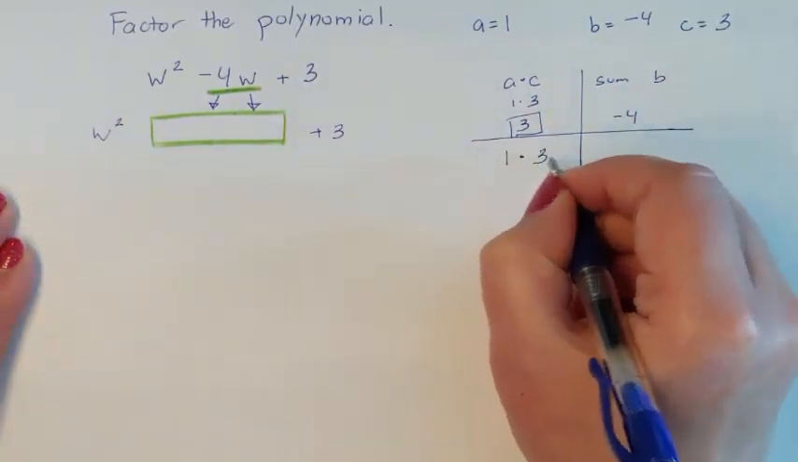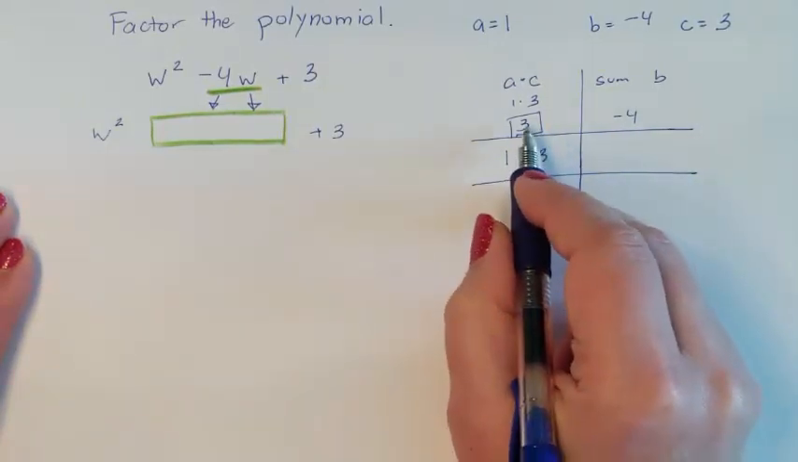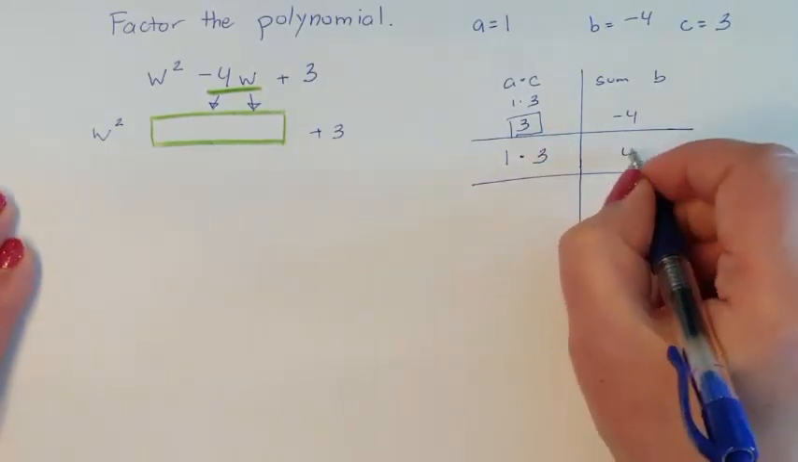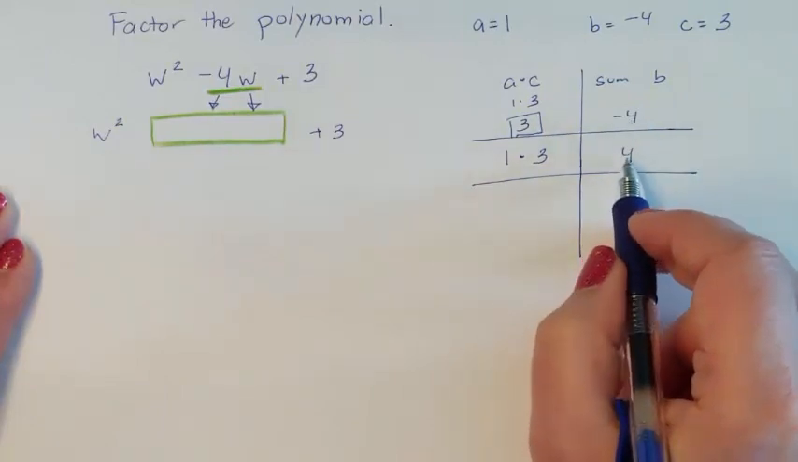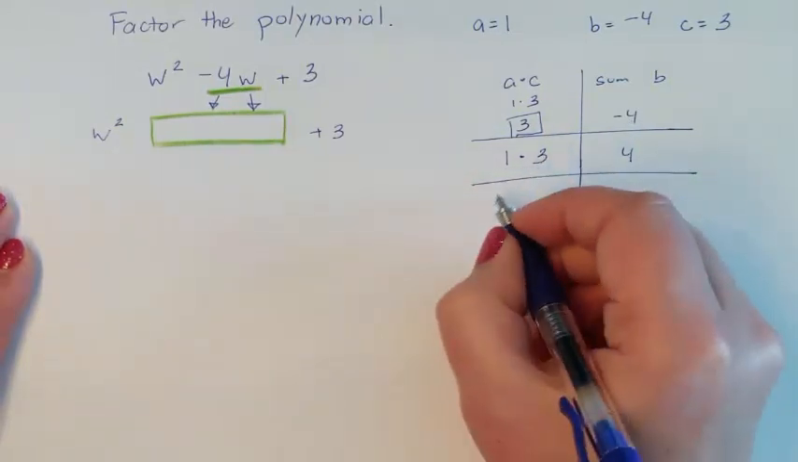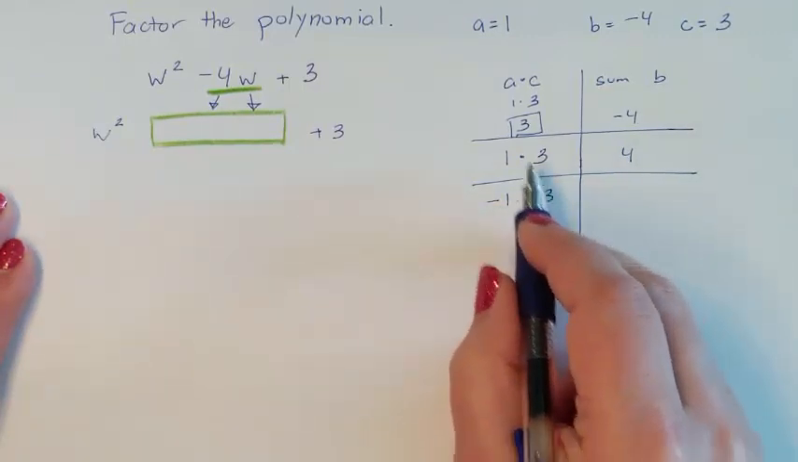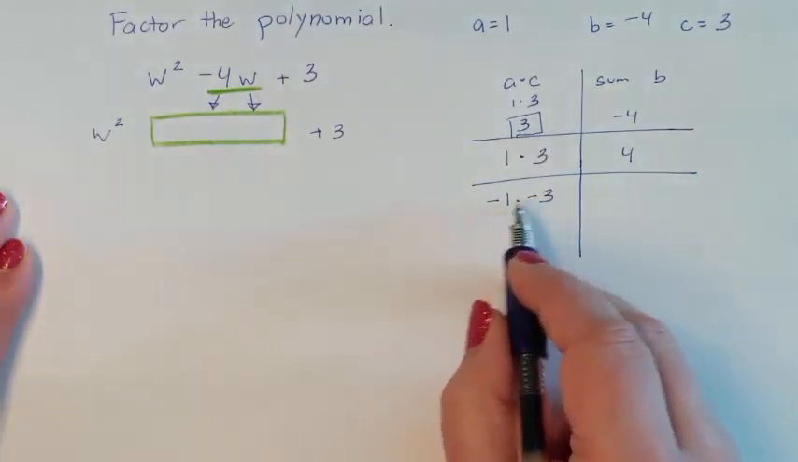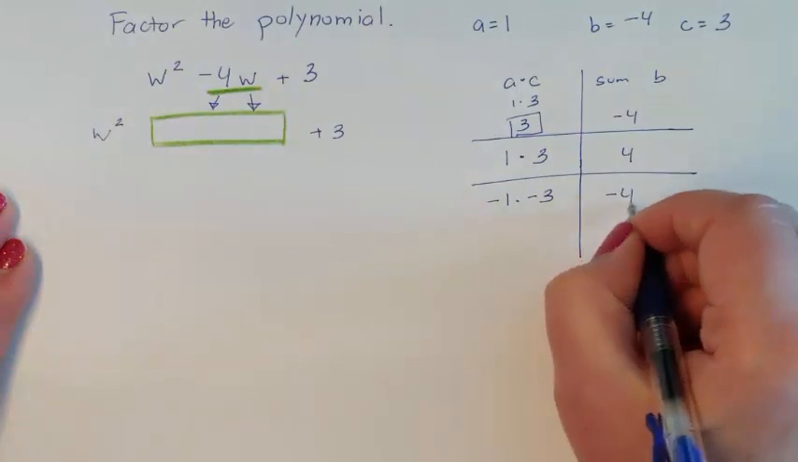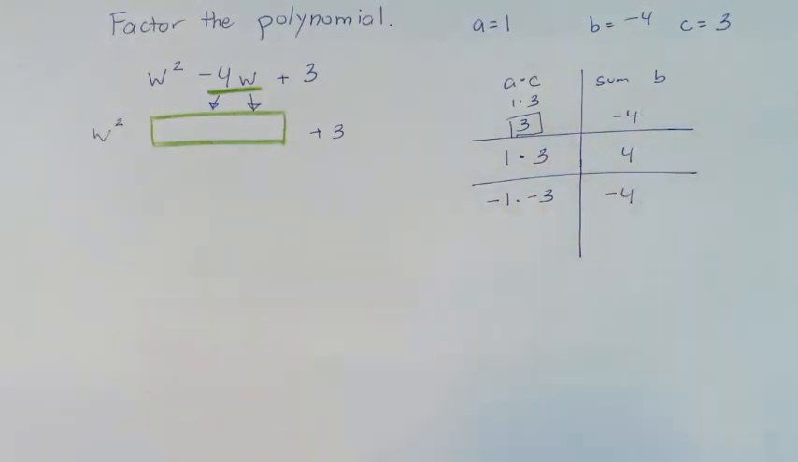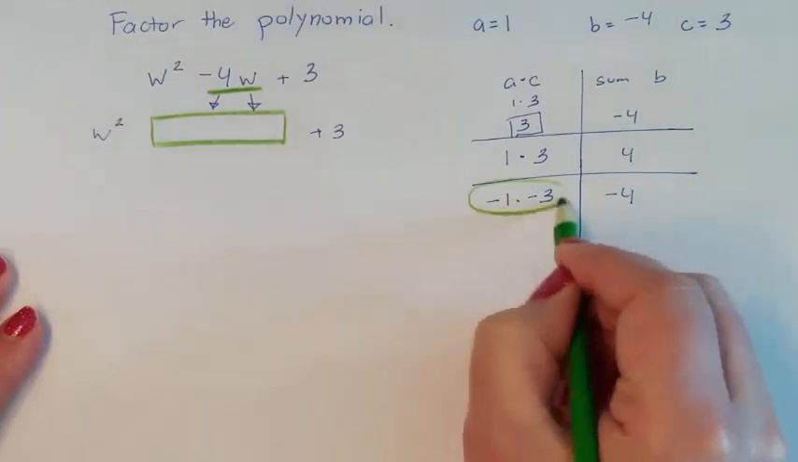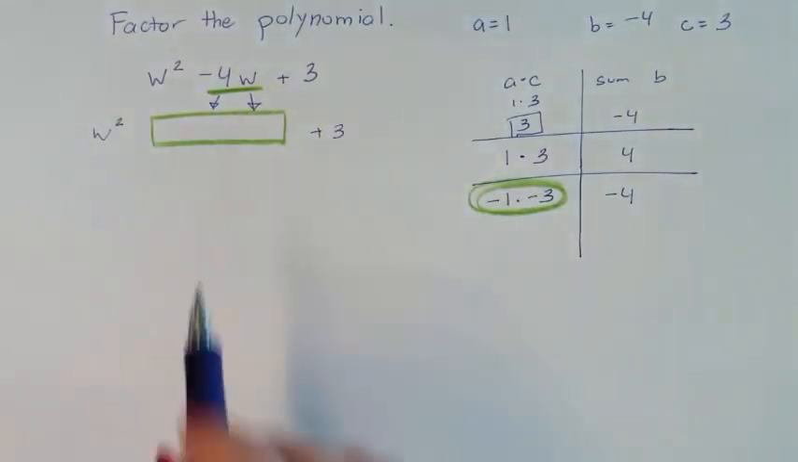So I know 1 times 3 is going to multiply to give me 3, but when I add these together, I get a 4. That's not the negative 4 that I needed, but I'm really close. So what about a negative 1 times a negative 3? I know if I multiply these two together, I do get a positive 3. If I add these two numbers together, I end up getting a negative 4, which is the number that we wanted. So I just found the two numbers that I need to use in here.